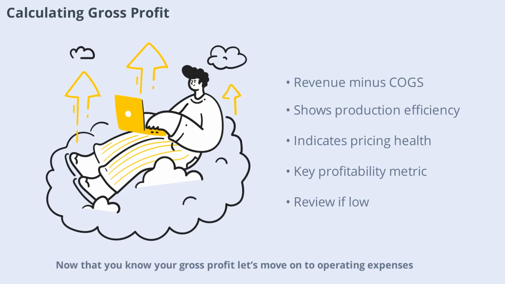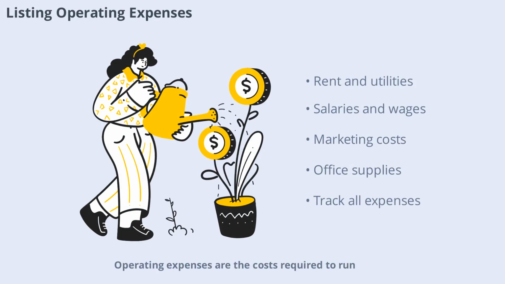Now that you know your gross profit, let's move on to operating expenses. Operating expenses are the costs required to run your business that aren't directly tied to production. These include rent, utilities, salaries, marketing, and office supplies. List each operating expense clearly and ensure you have supporting documentation for every item. Accurate tracking of operating expenses helps you understand where your money goes and can highlight areas for potential savings. Once you've listed all your operating expenses, you're ready to calculate your operating income.